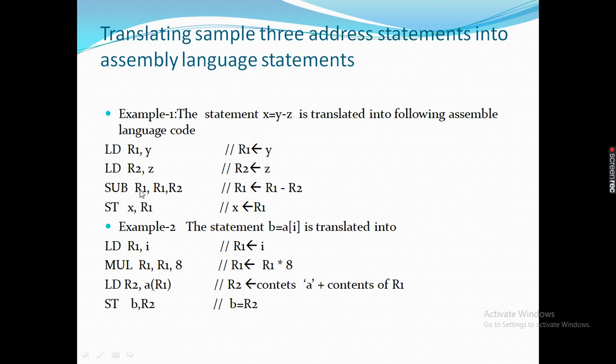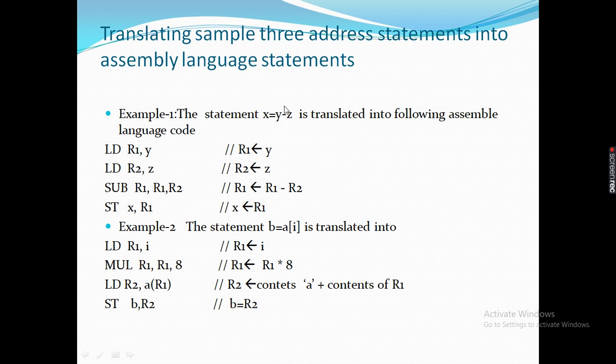R1 is the target, this one, right? Target register. So R1 and R2 are source registers. So subtract the content of R1 with R2 and store the result back in register R1.